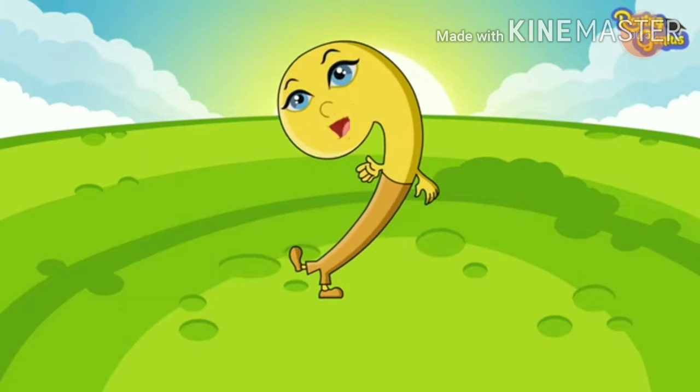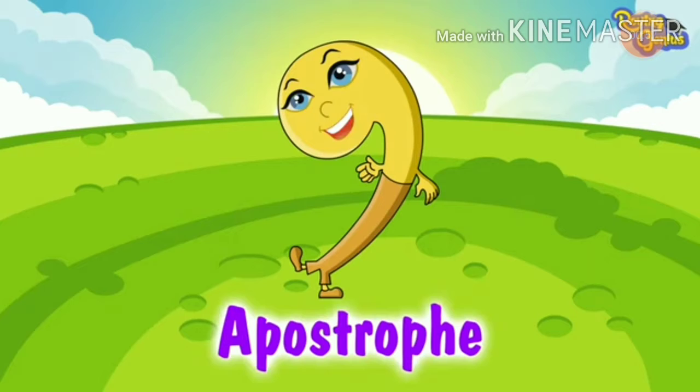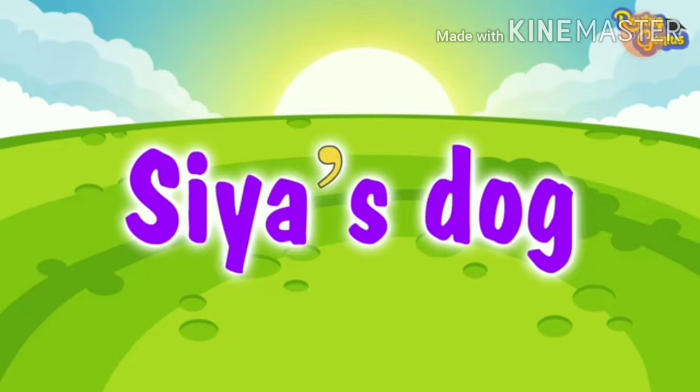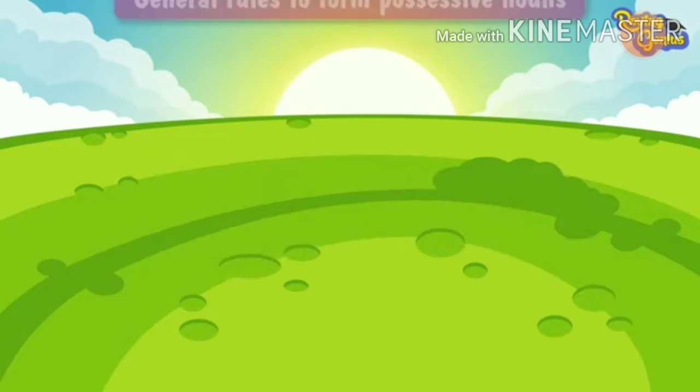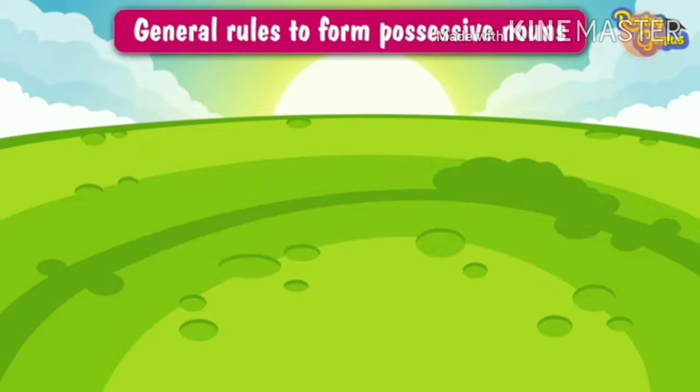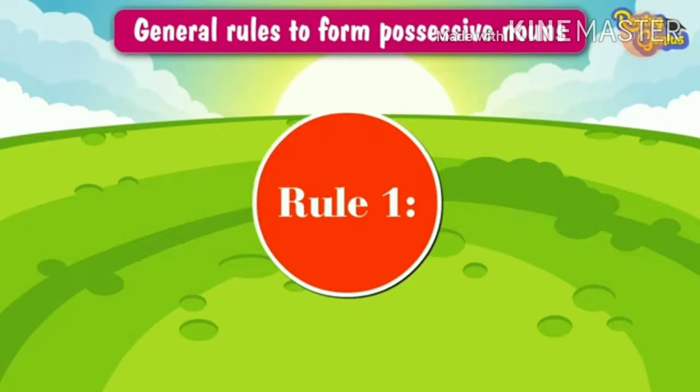Hey there, I am a possessive apostrophe. I show what belongs to whom. And once I'm done, I sit like here. Now see some general rules to form possessive nouns.